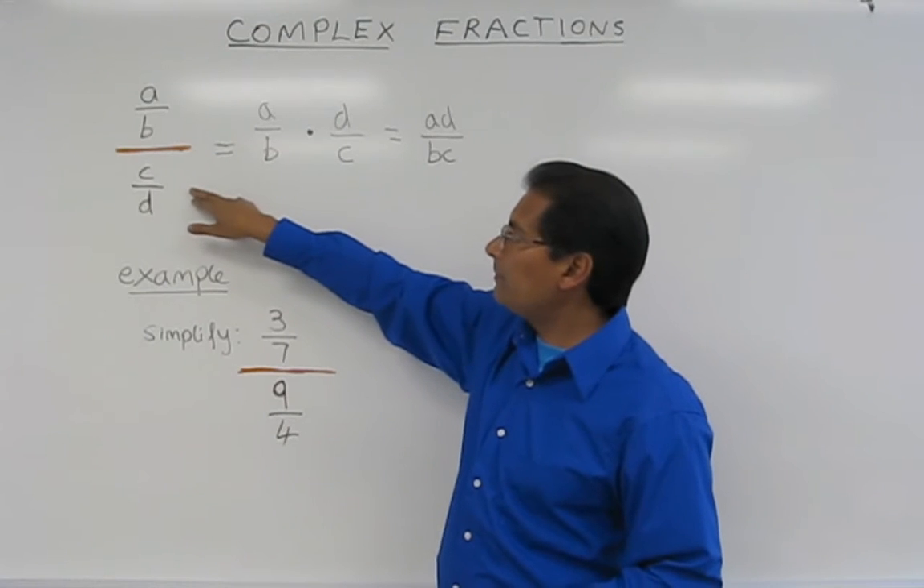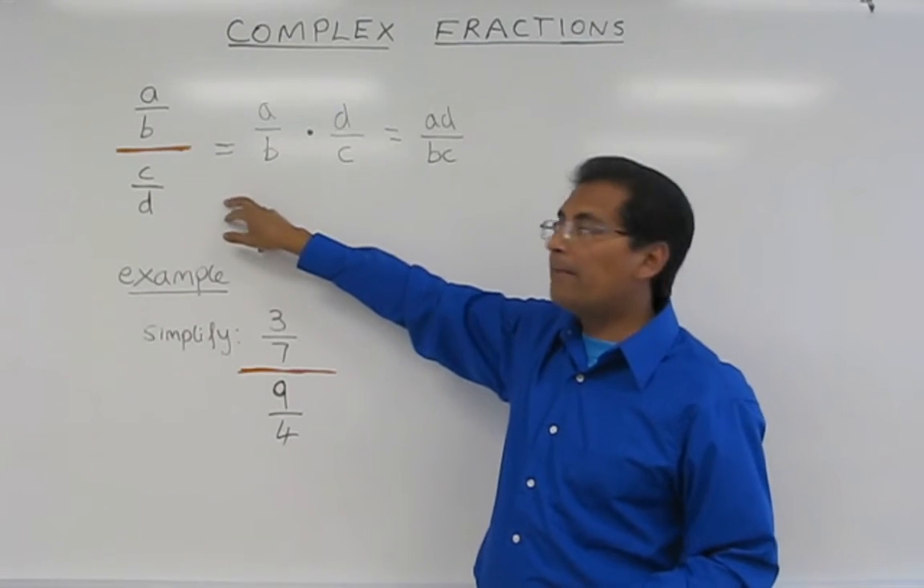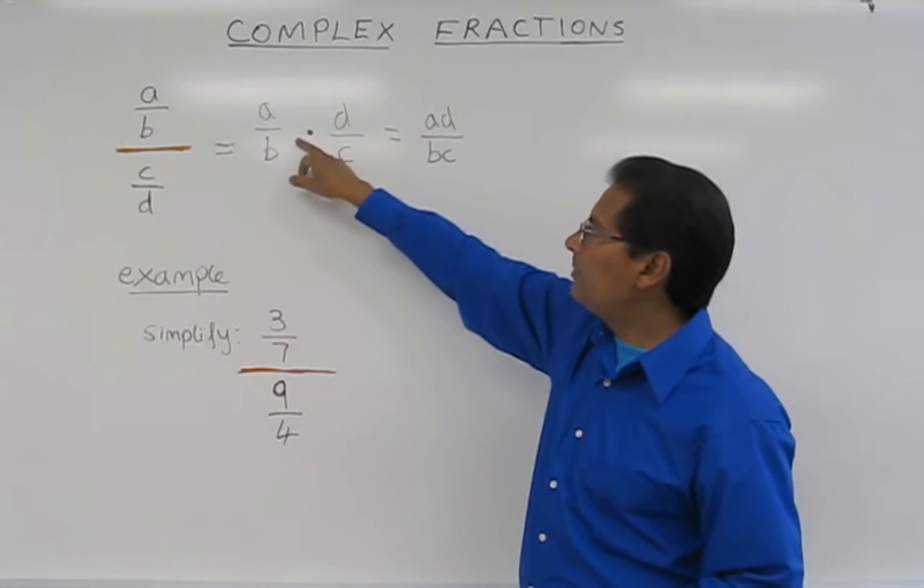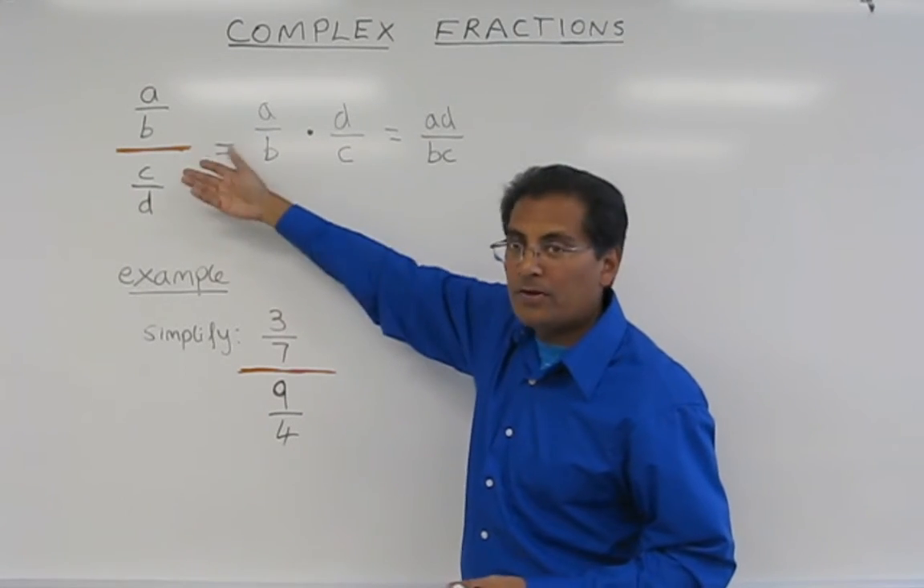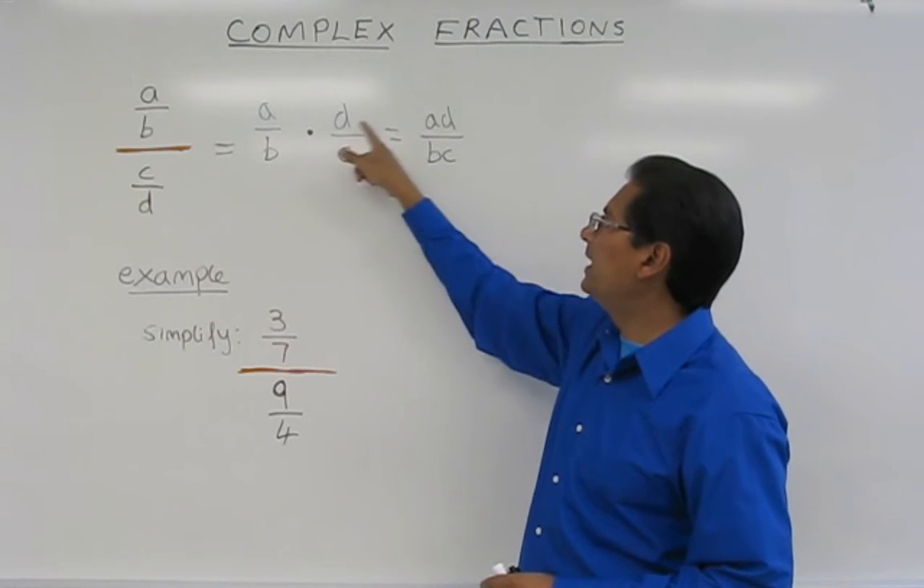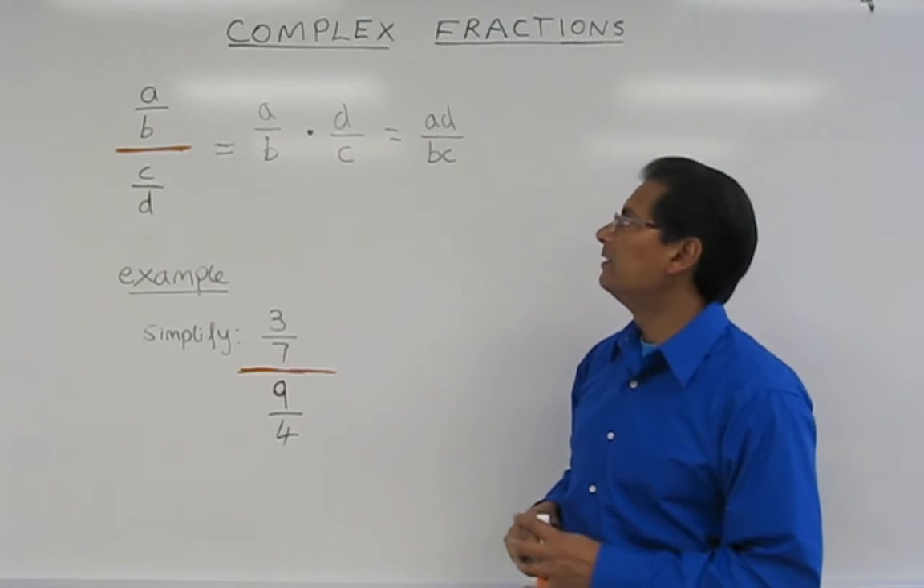Anytime you're dividing by a fraction, you can multiply by the reciprocal. So a over b divided by c over d is a over b times the reciprocal of c over d, which is d over c. And then you multiply through and we get ad over bc.